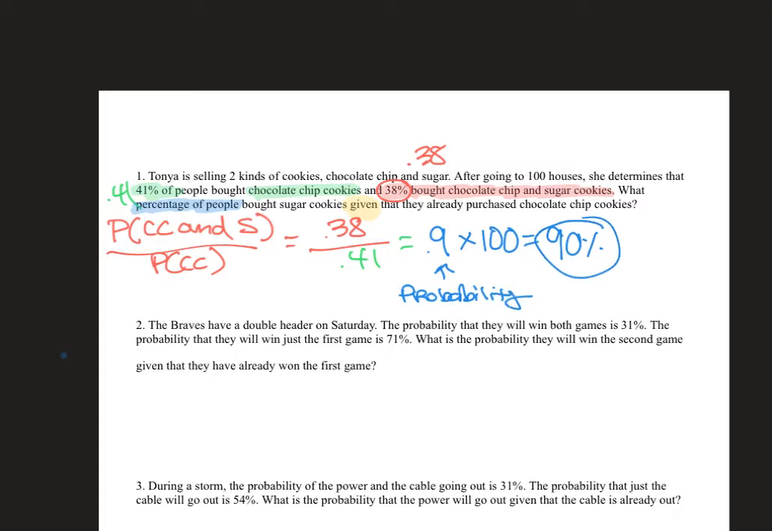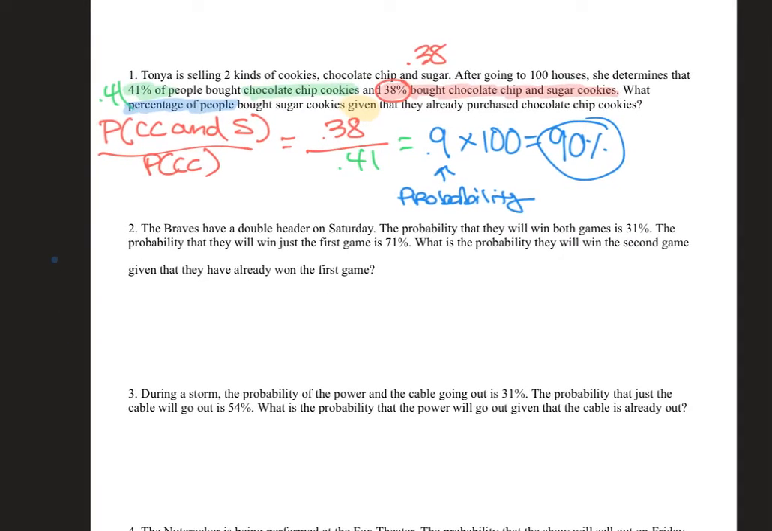All right, let's go do example number 2. The Braves have a doubleheader on Saturday. The probability that they win both games is 0.31. That is important, so I'm going to highlight that. Or sorry, 31%. The probability that they win just the first game is 71%. What is the probability that they will win the second game given they won the first? The keyword here is given, so I'm going to do my AND statement.